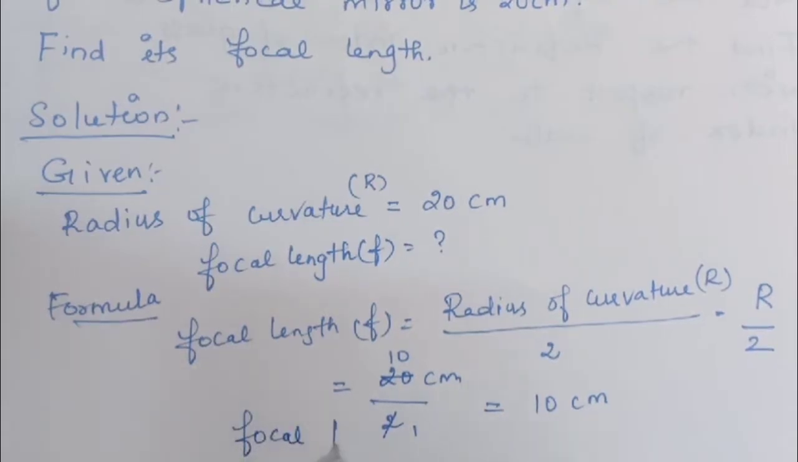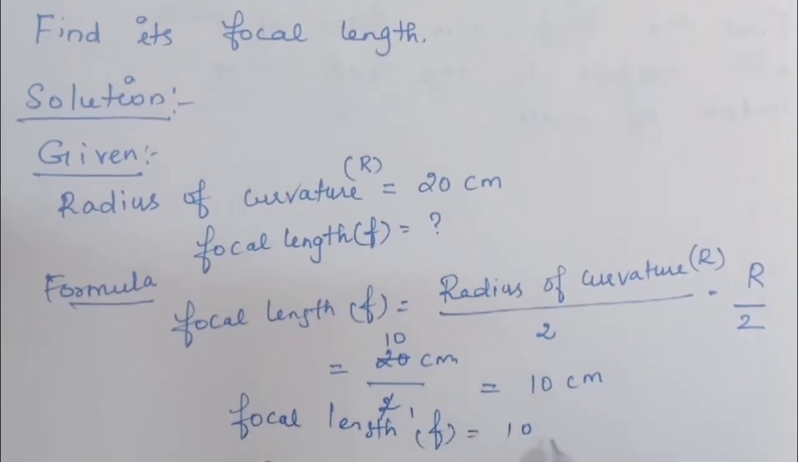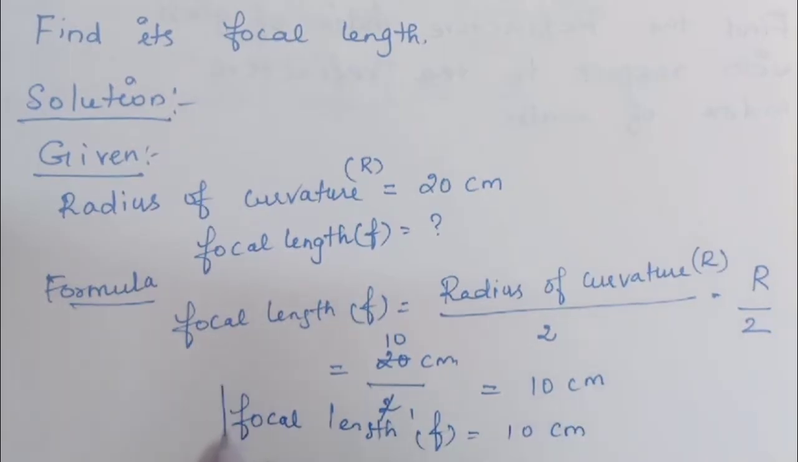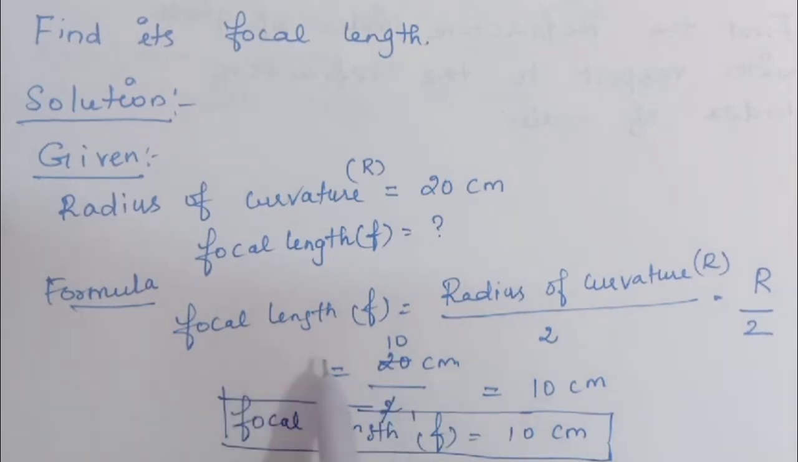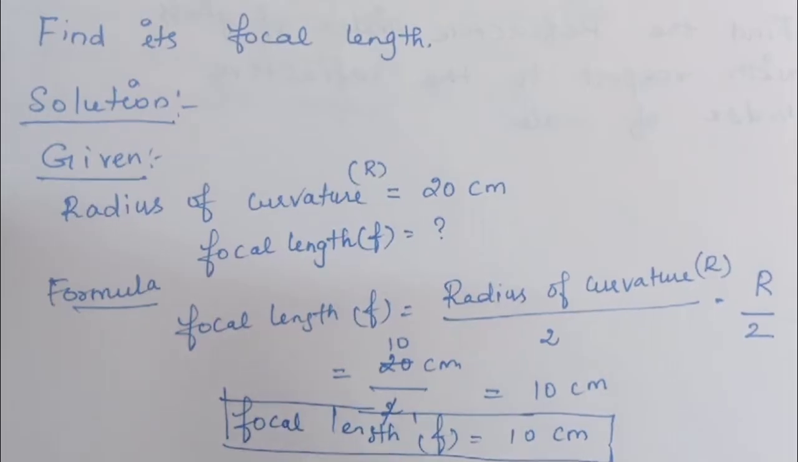So focal length f is equal to 10 centimeter. That's all. Very easy problem. The first thing we should know is the formula: focal length is equal to radius of curvature divided by 2. Clear, children?